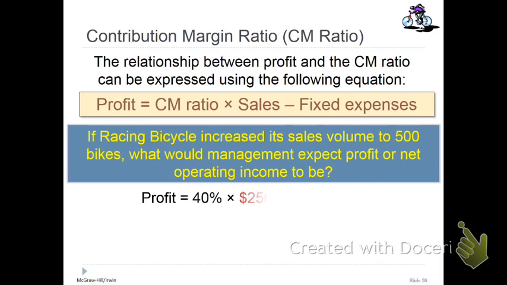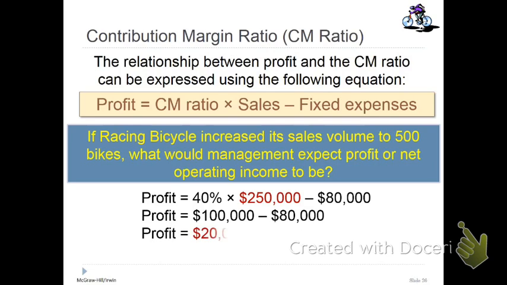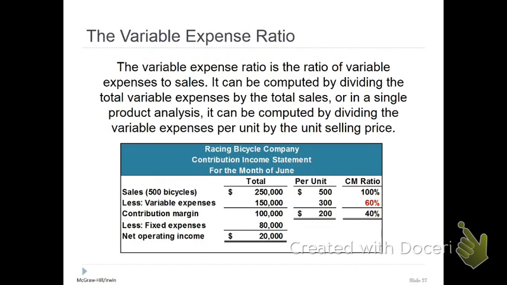Notice what happens if it increases its sales volume to 500 bikes. Okay, what would their net income be? Net income would go up to, in this case, 20 grand. Okay, from 400 to 500 bikes. 400 was break even, 500 is their profit.